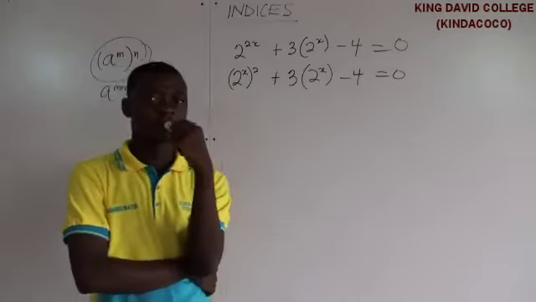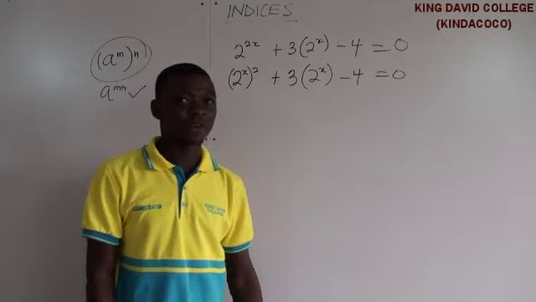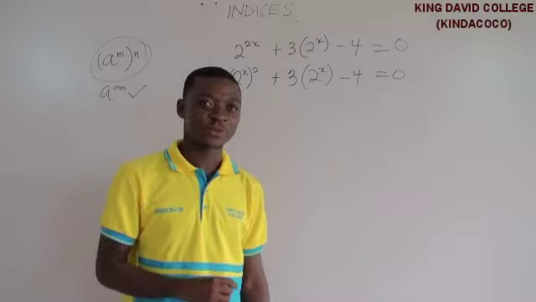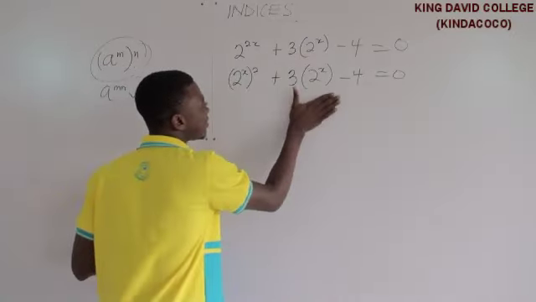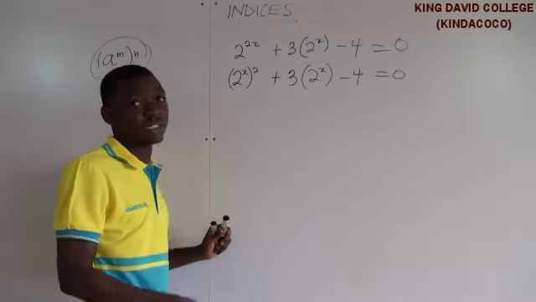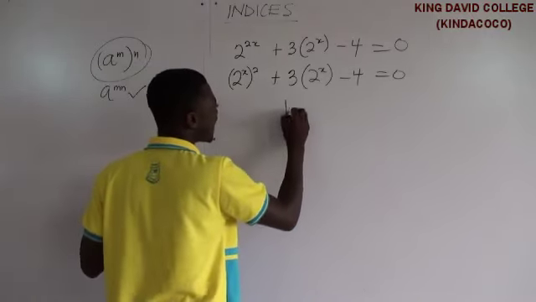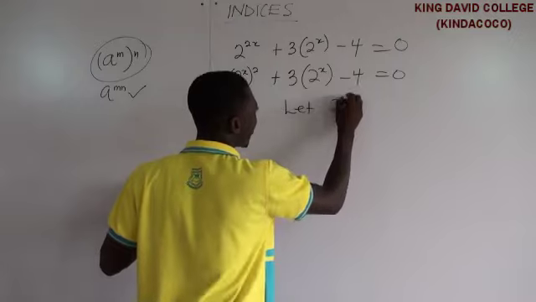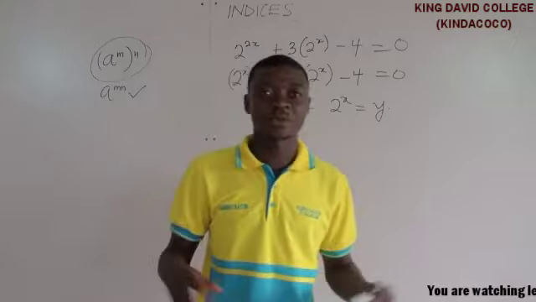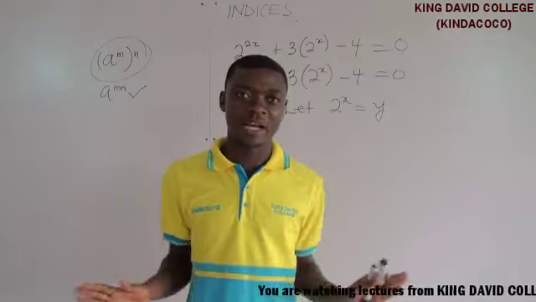At this stage, I would advise you to do something. This is now looking like a quadratic, but you cannot really see it as quadratic. So this is what you do, okay? Let's forget as if we are doing indices and treat this the way we do quadratic equations, okay? So we can say that, okay, let 2 to the power x be y. So you are representing 2 to the power x as y. So anywhere I see 2 to the power x, it should be represented by y. See?